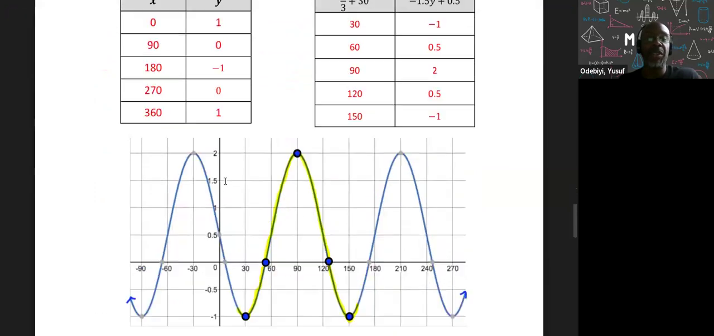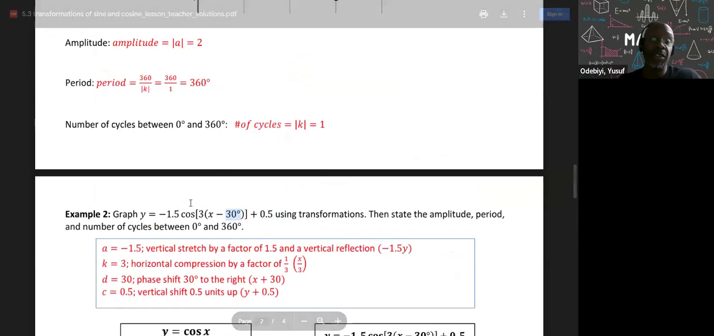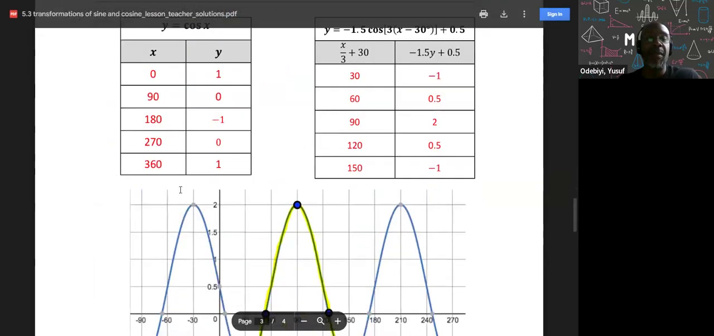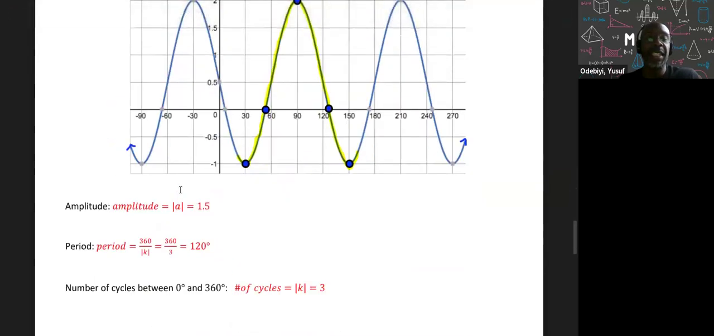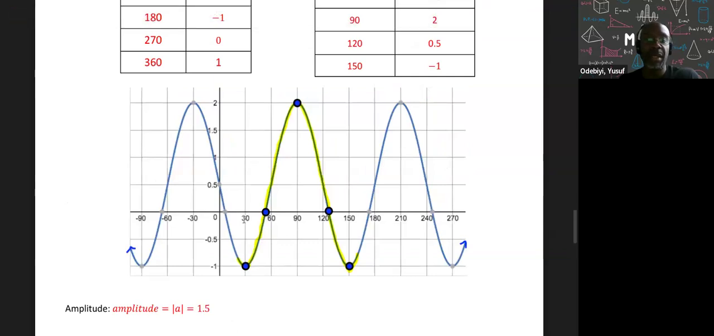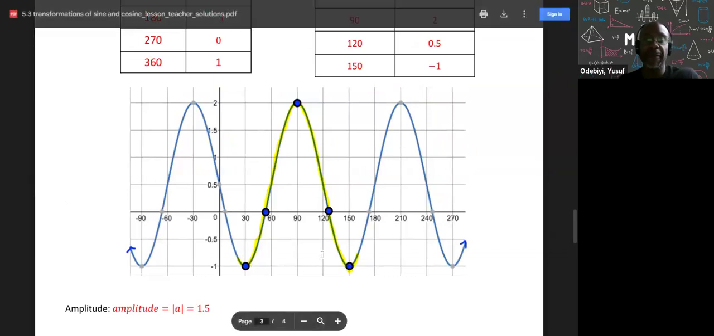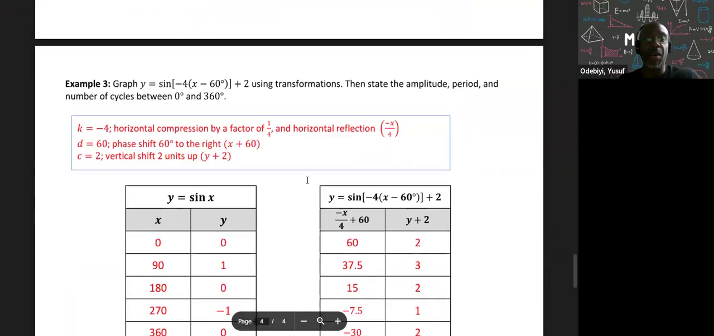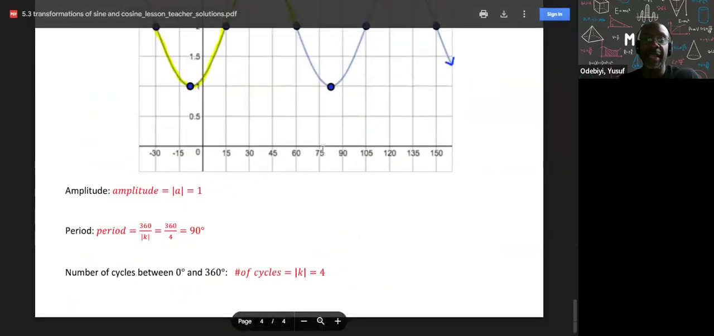Then it's going to ask you what's your amplitude. My amplitude is my a, negative 1.5, or sorry, it is 1.5. It's not negative. My amplitude is 1.5. And my period is going to be 360 divided by k. So my period is 120. So that means each cycle takes 120 degrees to complete. So let's look at the graph. Does that make sense? I'm looking at 30, and then it repeats at 150. Well, the difference between that is 120, right? So that makes sense. My graph matches my calculation. Okay. So I'm going to stop here because I think you kind of get the idea.